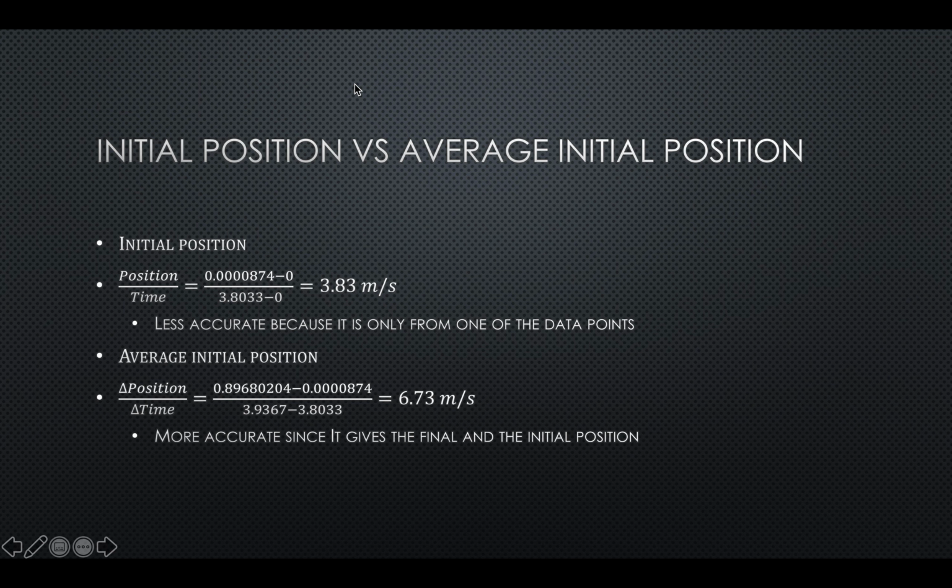This is less accurate because we're only using one of the data points rather than when we use average initial position. We calculate using the final position minus the initial position and divide it by the final time minus the initial time, which gave us 6.73 meters per second. It's more accurate since it gives us the final and initial position points.